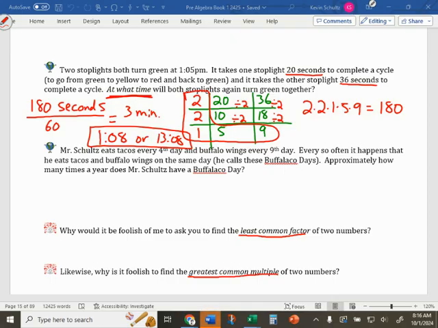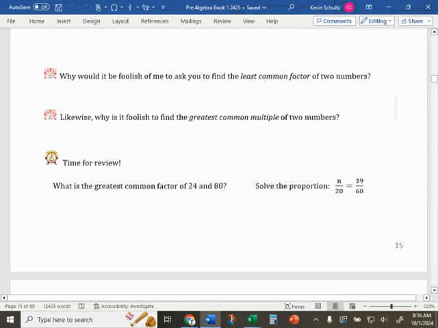So think about what factors are. Why would I not ever ask you for the least common factor of 2 numbers? And then think about what multiples are. Why would it be foolish for me to ask you for the greatest common multiple? Kind of working with those definitions. And then, is that the end? That's not the end. Review!